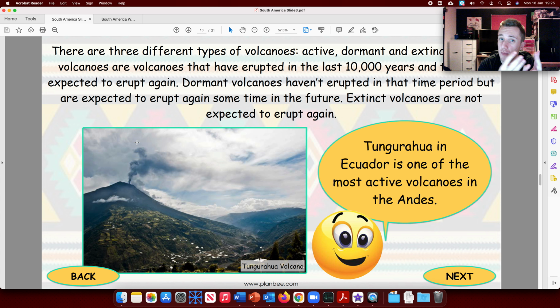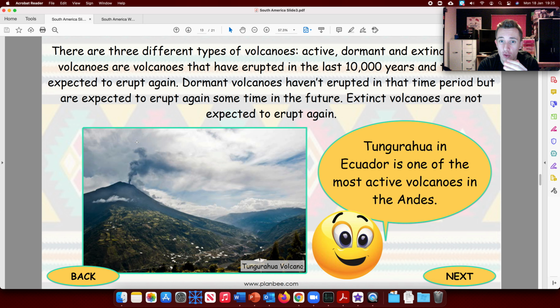Now, there are different types of volcanoes. You've got active, you've got dormant, and you've got extinct. Do you know what they mean? Okay, so an active volcano is any volcano that has erupted in the last 10,000 years and is expected to erupt again. It doesn't have to have erupted in the last couple of years. It could be anything up to 10,000 years if it's expected to erupt again.